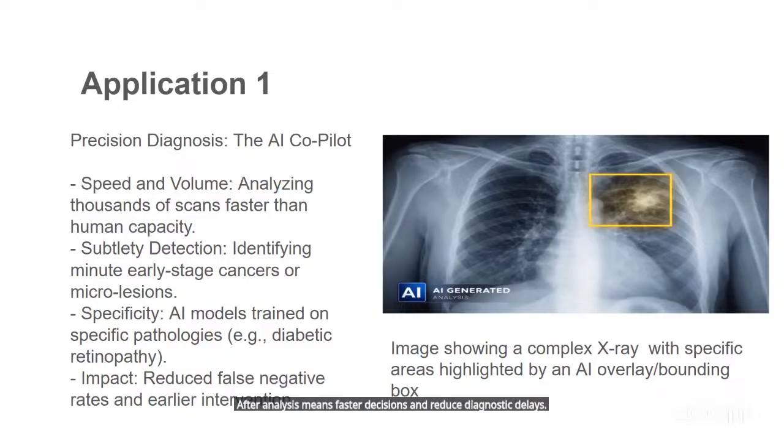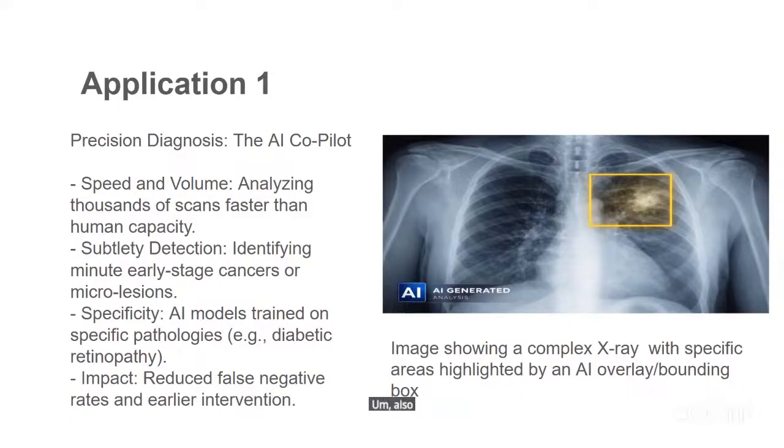And another key advantage is subtlety detection. So AI can identify very small or early stage abnormalities that may be difficult to detect with the human eye. Examples include micro lesions or early cancers that may otherwise be missed. So early detection often means better prognosis, as we know.